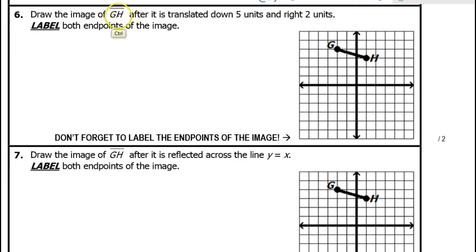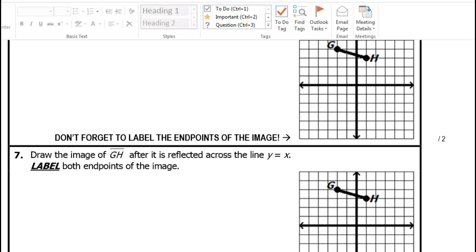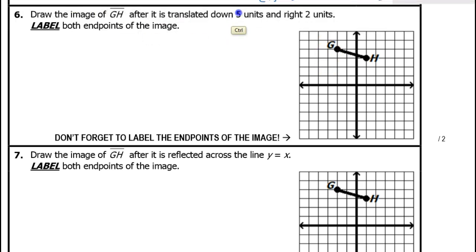Number 6, draw the image of segment GH after it is translated down 5 units and right 2 units. So it will be easy to do that one graphically. We're going to go down 5 and right 2. So start with G. This is at a height of 4. If I go down 5 and right 2, then this should be G prime right here. And if I go down 5 and right 2, then this should be H prime right here.